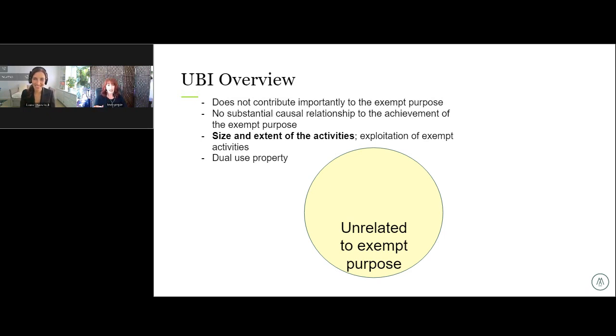So next thing we have to look at here is the size and extent of the activity. So another example would be an ag program that has a herd of cows. And they need to have the cows as part of their program, and the cows need to be milked. So you have 200 head of cattle that are needed for this ag program. The school realizes how much profit there is in selling the meat and selling the milk and all the byproducts, and decides they're going to expand the herd to 500 head. That's purely a money play. That's not contributing to the exempt purpose. So the size of the program has expanded beyond what would be allowed to be claimed as related to the exempt purpose.